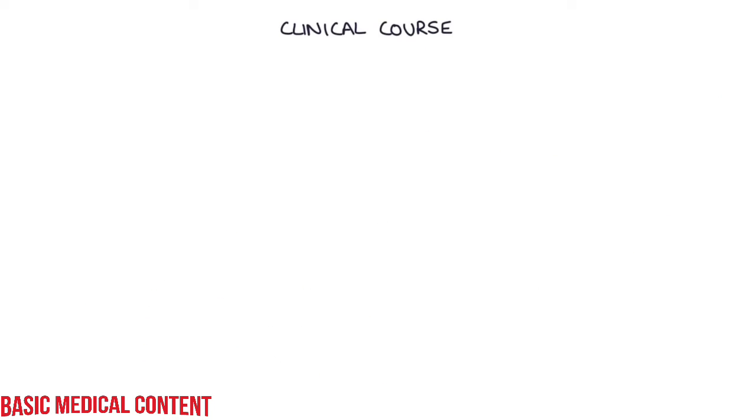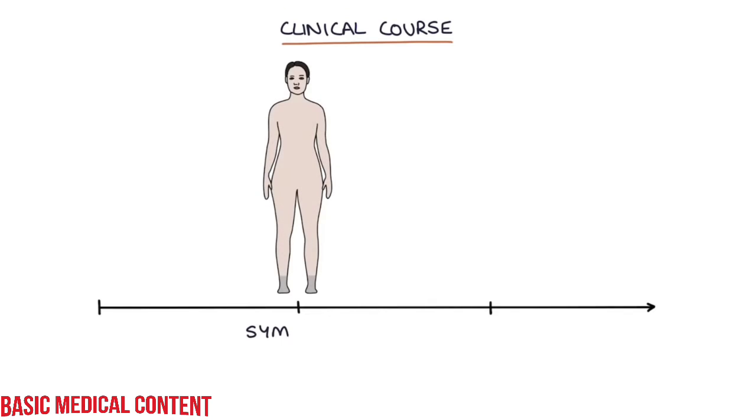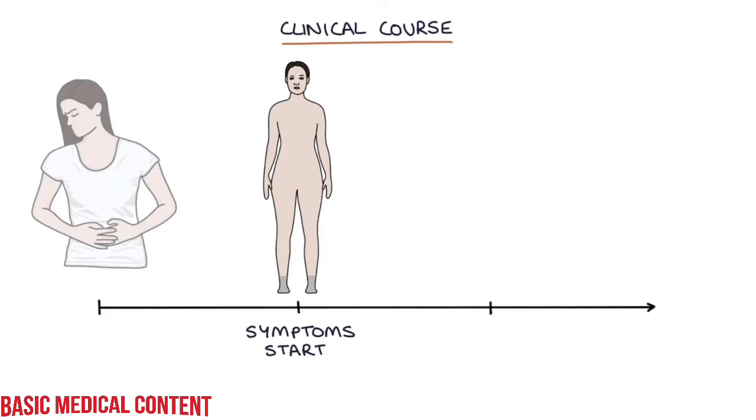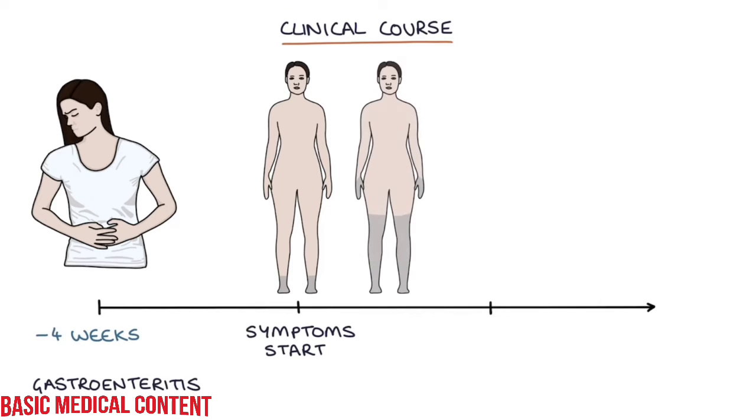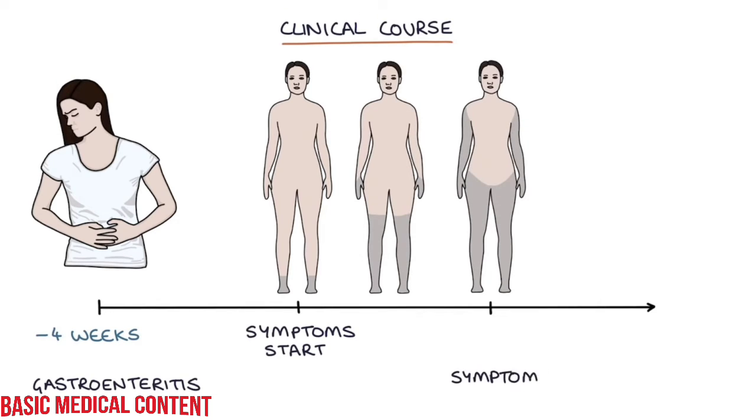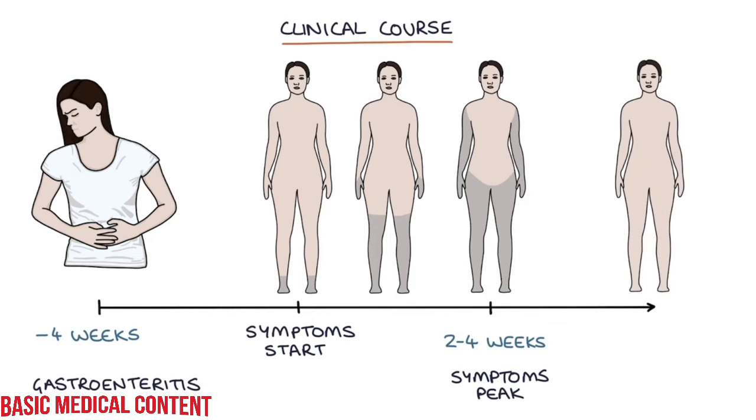So what's the clinical course? Well, symptoms usually start within 4 weeks of the preceding infection. So they may, in your exams, have had a gastroenteritis 4 weeks previously. The symptoms typically start in the feet and progress upwards, and the symptoms peak within 2 to 4 weeks, and then there's a slow recovery period that can last months to years.